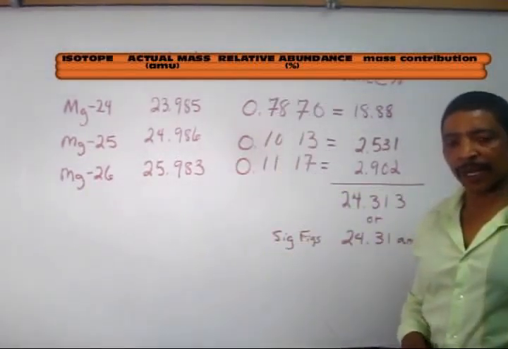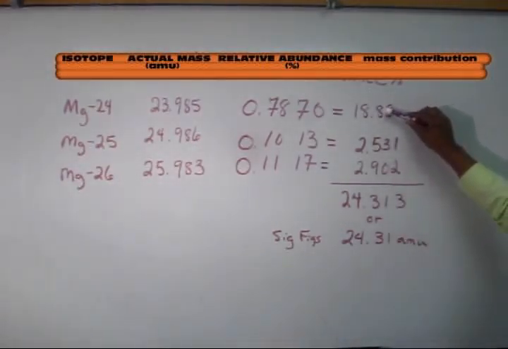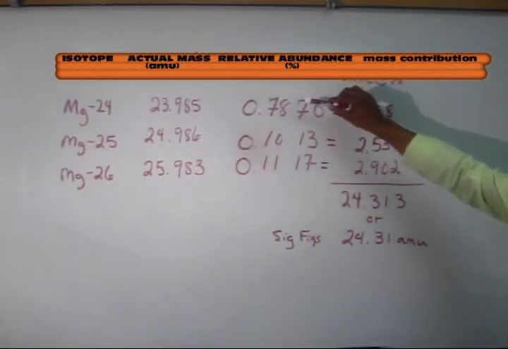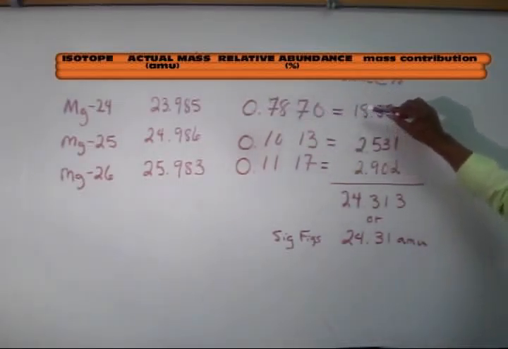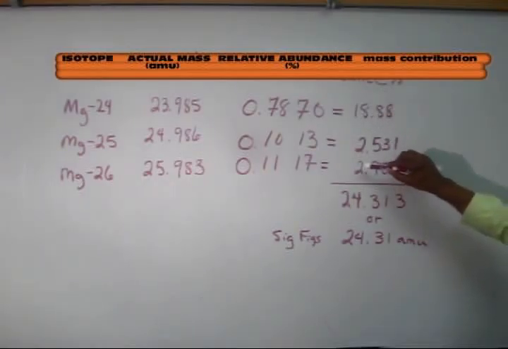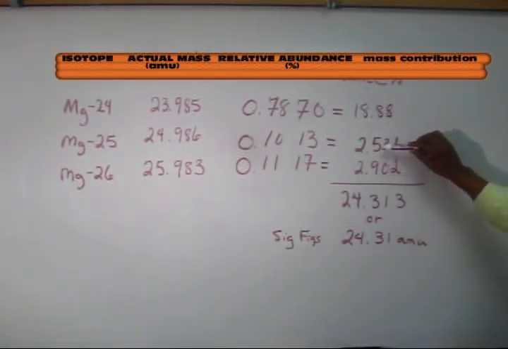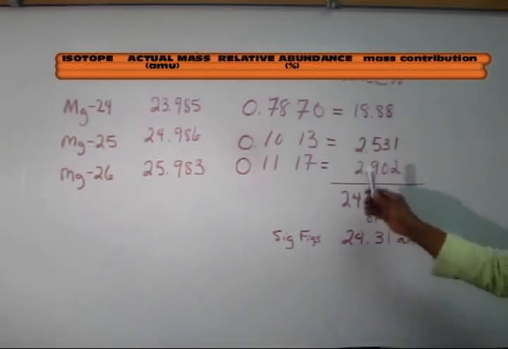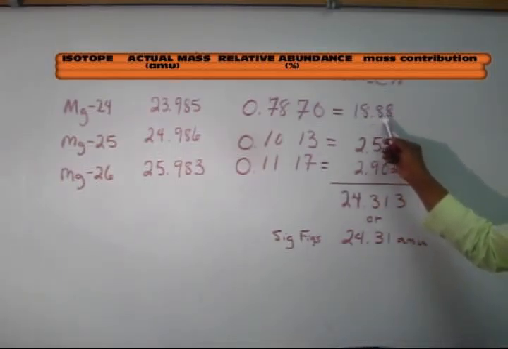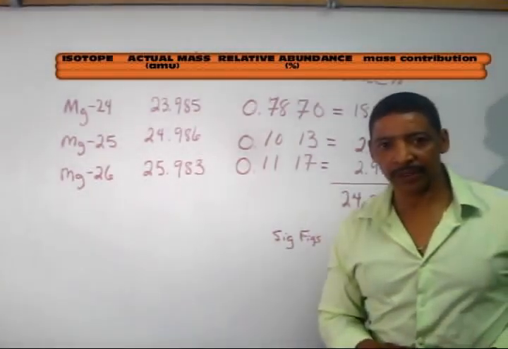To find the average mass of the element, simply add the masses calculated from the actual mass and relative abundance for each isotope. 18.88 plus 2.531 plus 2.902 is equal to 24.313. However, in the values that were added together, one value has 2 decimal places, and the other 2 values both have 3 decimal places.